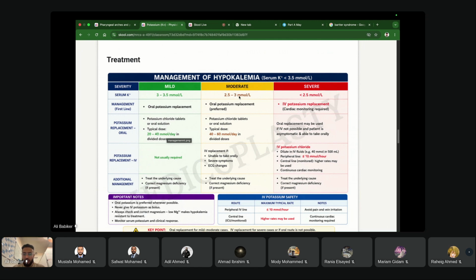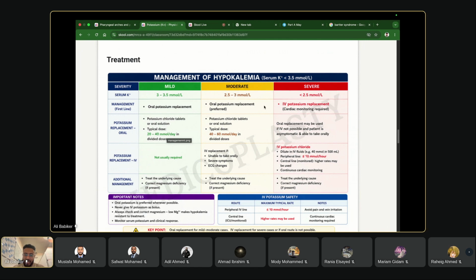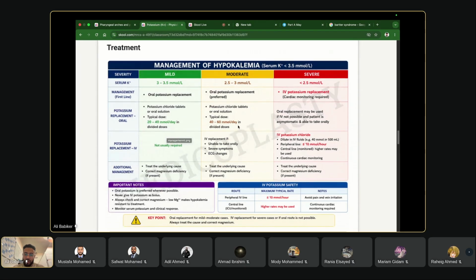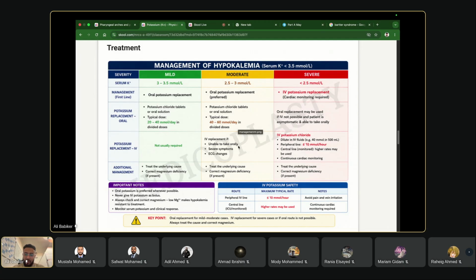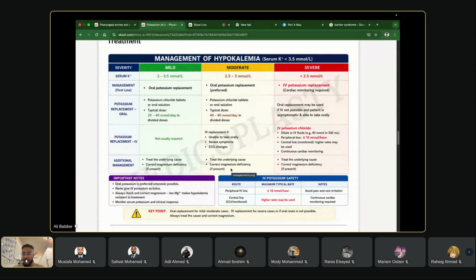Moderate, 2.5 to 3: oral potassium replacement, still potassium chloride tablet or oral solution, typical dose 40 to 60, which is a higher dose. Give IV replacement if the patient is unable to take orally, has severe symptoms, or if there are any ECG changes. Treat the underlying cause. Correct the magnesium deficiency if present.